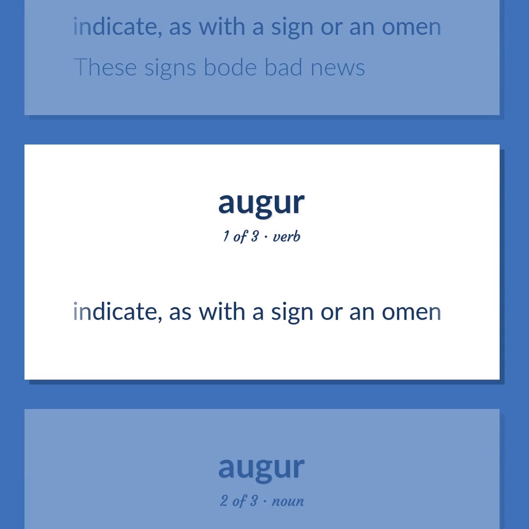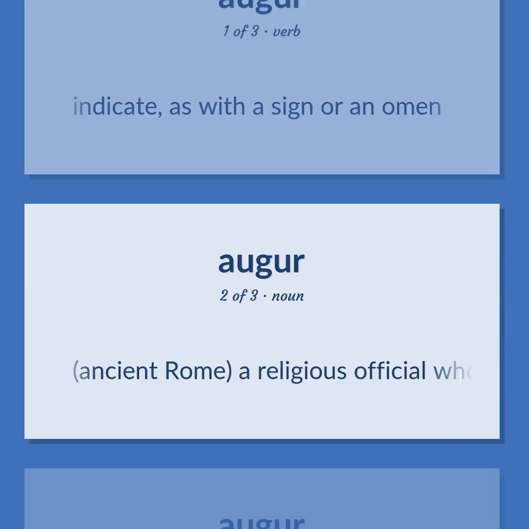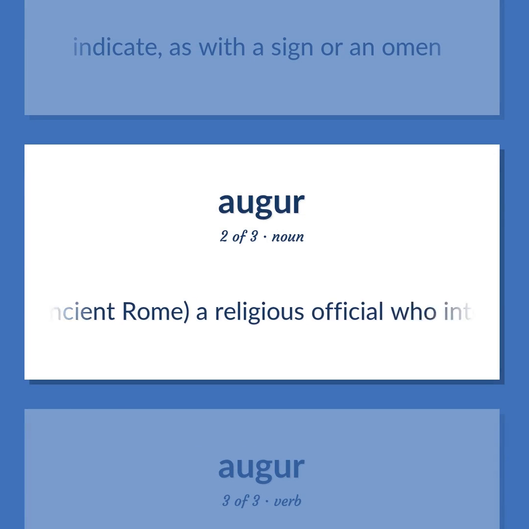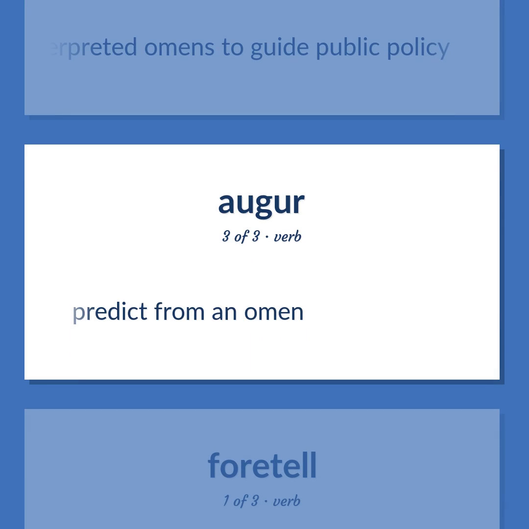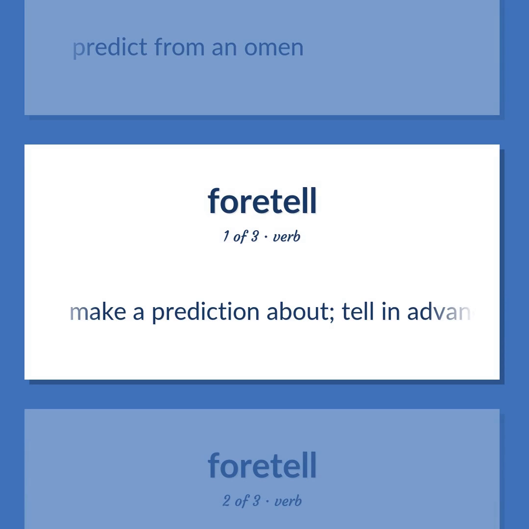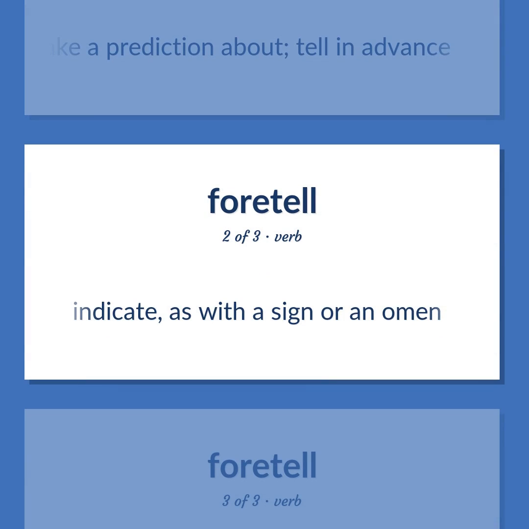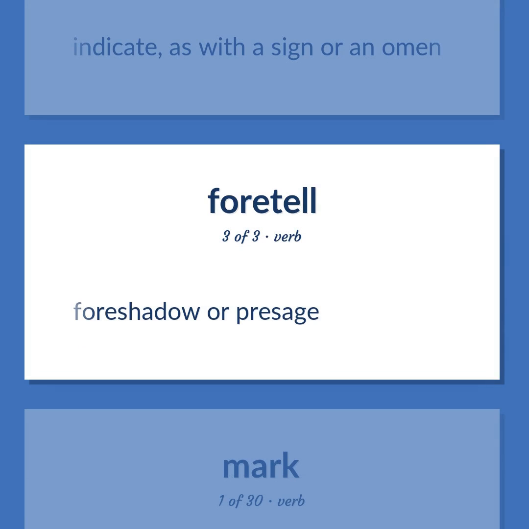Indicate, as with a sign or an omen. In ancient Rome, a religious official who interpreted omens to guide public policy. Predict from an omen. Make a prediction about. Tell in advance. Indicate, as with a sign or an omen. Foreshadow or presage.